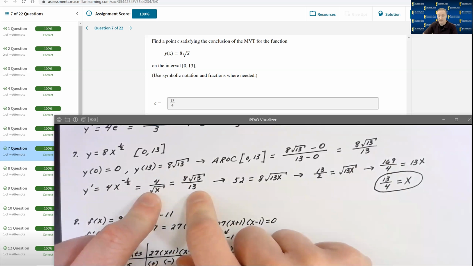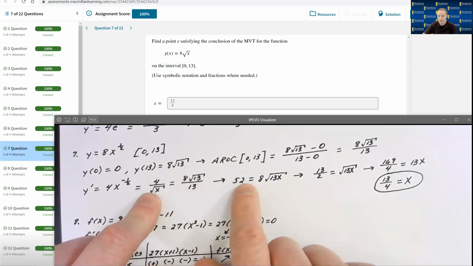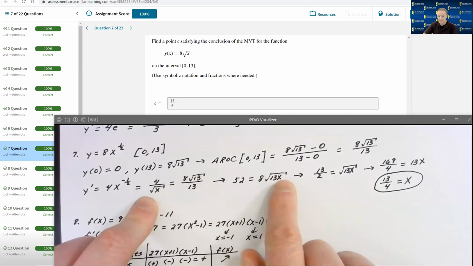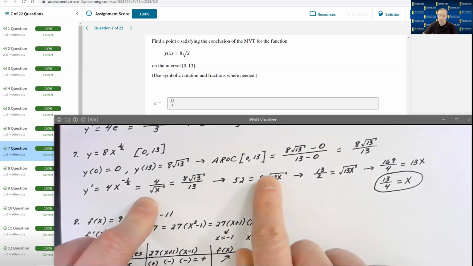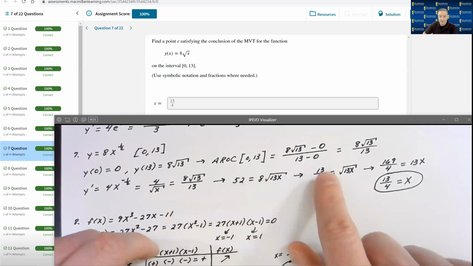First thing I did is I cross multiplied. I said I'll have 4 times 13 is 52. And then I'll have 8 times the root of 13 times the root of x. That gives me 8 on the root of 13x. Now, what I did at this point in the problem is I said, well, let's get that root of 13x by itself. I divided by 8 on each side. 52 divided by 8 reduces down to 13 over 2.